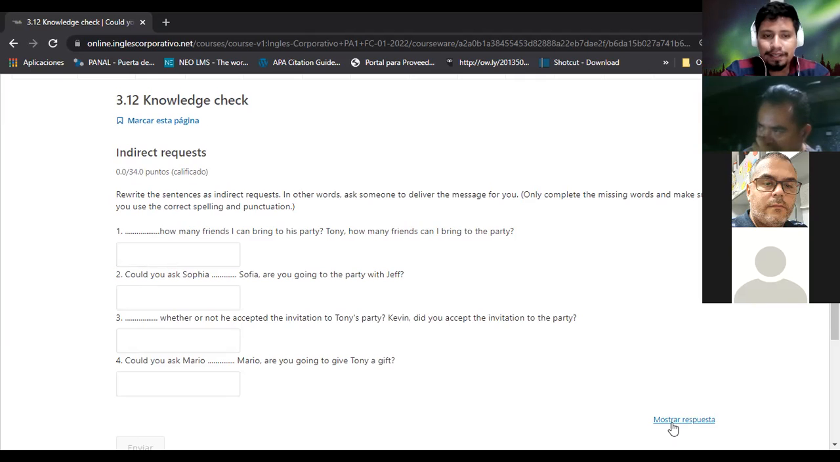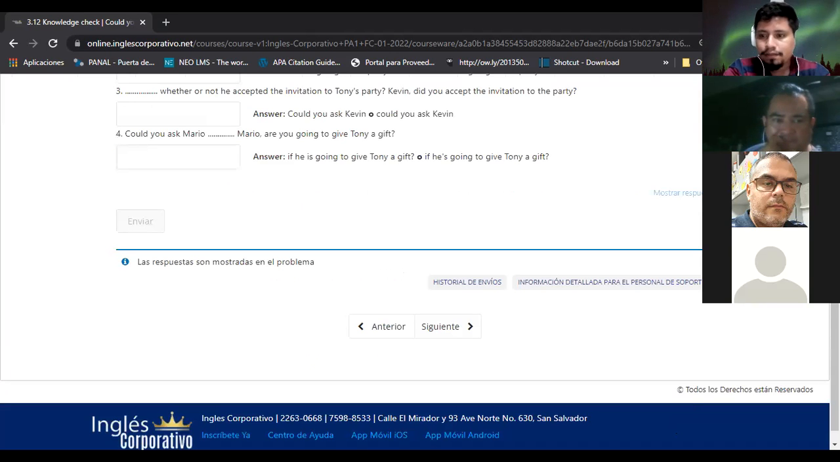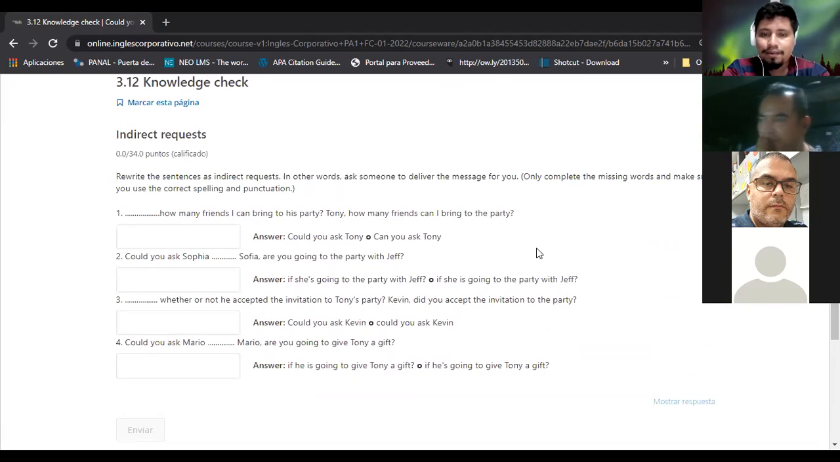Dígame alguna de las opciones que tiene para la oración número uno. Tony, how many friends can I bring to the party? Ok. Ya veo. Le voy a mostrar por aquí algunas de las opciones que muestra la plataforma. ¿Ok? Porque usted me dice, tell me. Cuando nosotros le vamos a solicitar de forma indirecta a una persona que le diga a otra persona algo, usualmente utilizamos expresiones como, could you ask Tony? ¿Ok? Es como, ¿podrías preguntarle a Tony o puedes preguntarle a Tony? Esas dos opciones están correctas.